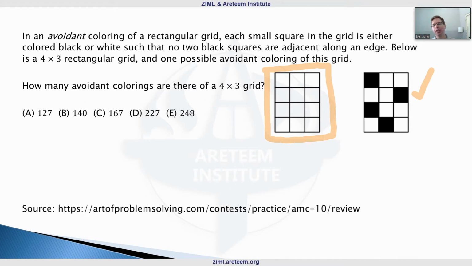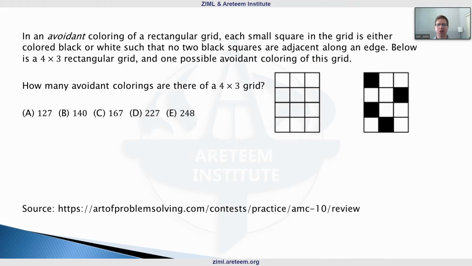So this is a good example, and we can of course have bad examples where things are adjacent to each other as well. Now our question is how many avoidant colorings there are of a 4x3 grid. This problem is from this practice AMC 10 test that is available for students on this year's 2021-22 contest portal that you use to take the online version of the exam. But this is an interesting problem that I want to look at and talk about too.